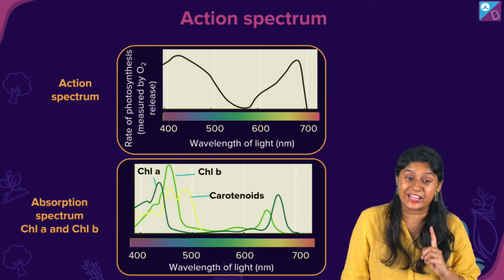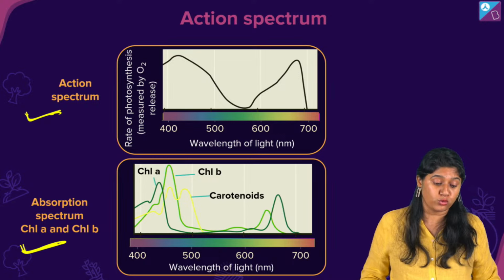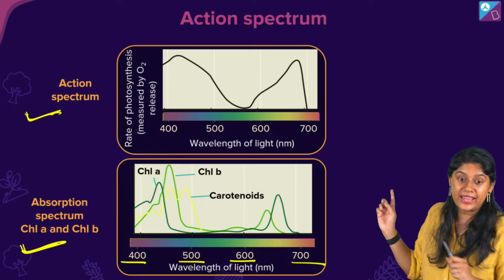So, of course, we have this comparison also, everyone, in our textbook. So, we have the action spectrum, right? And we are kind of comparing with the chlorophyll A and chlorophyll B. Absorption spectrum of chlorophyll A and chlorophyll B. So, we have a similar kind of graph from 400, 500, 600 and 700 nanometer. That is a wavelength of the light, right? See over here everyone, very interesting.